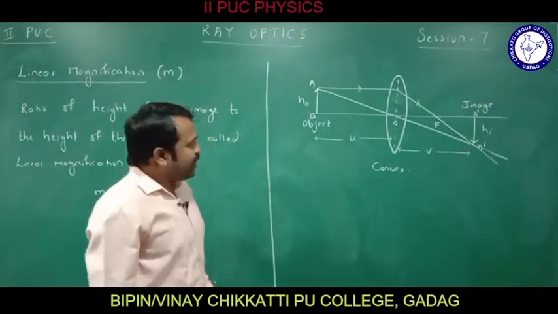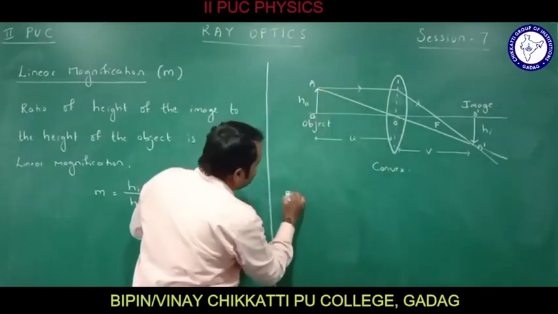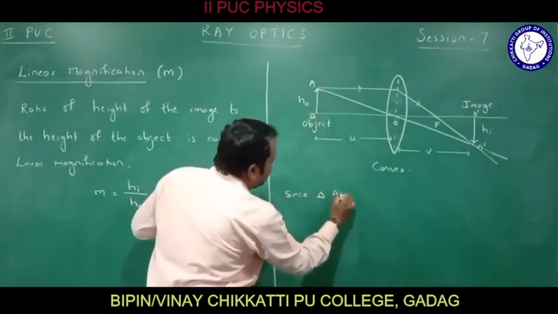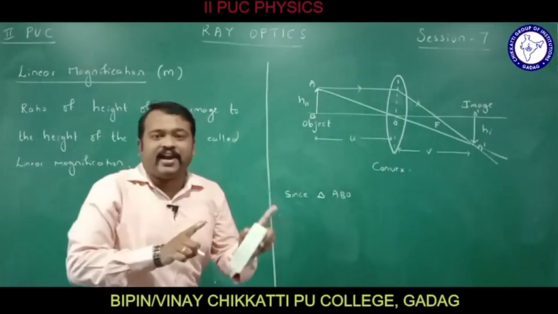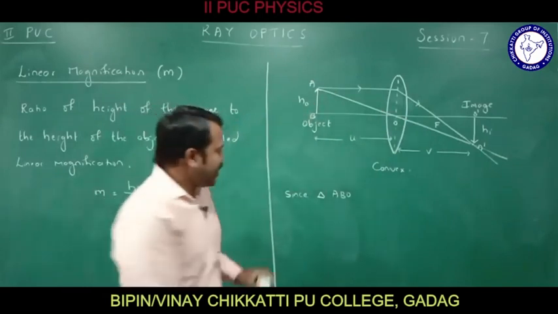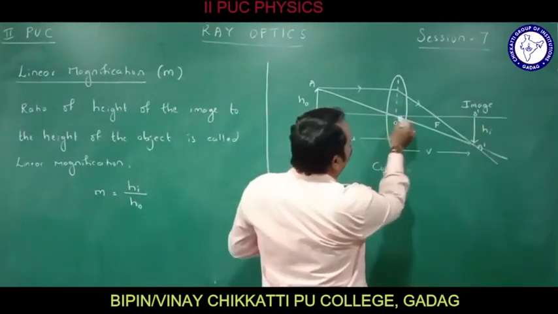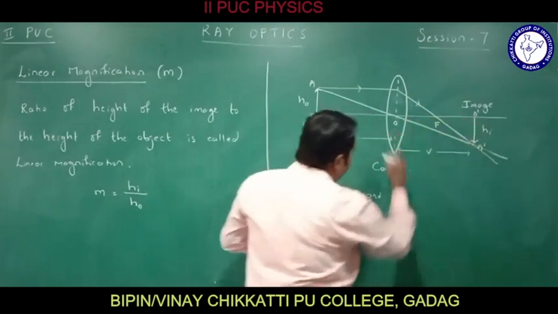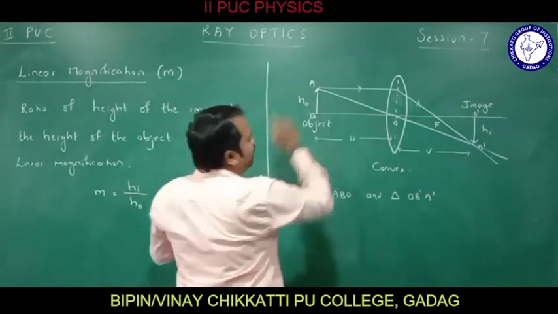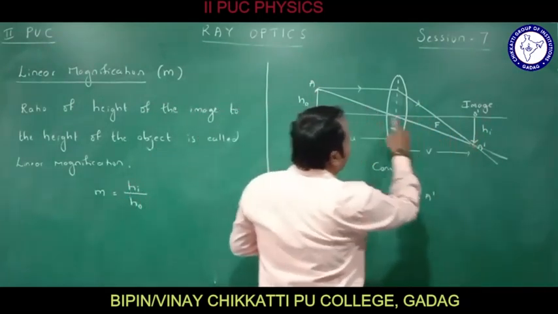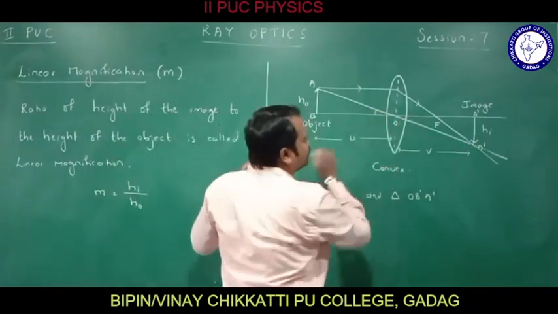Now, I will be considering two triangles. First triangle, let me take ABO. Where is ABO? This is ABO. Let me consider one triangle in which we have the height of the object and another triangle which has the height of the image. So that triangle is O B dash A dash. ABO is the triangle which I am considering. Next, O B dash A dash is the triangle which I am considering. Come on, tell me. If this is angle theta, this is also angle theta. Yes or no?